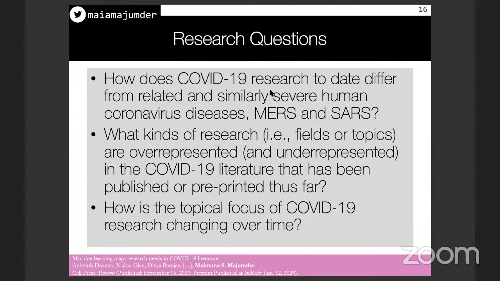Second, what fields or topics are thus far overrepresented and underrepresented in the COVID-19 literature that has been published, either as peer-reviewed papers or as preprints, which are research reports that are distributed through servers on the internet to allow for early dissemination of scientific findings prior to the peer review process. And finally, how is the focus of COVID-19 research, namely the topics and fields investigated, changing over the course of the pandemic?